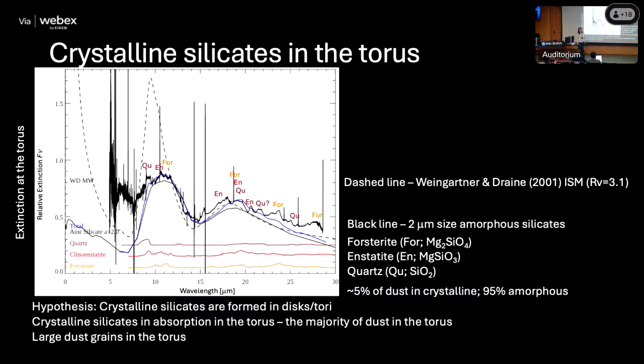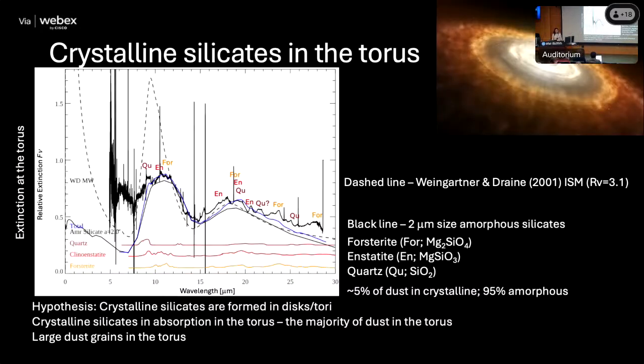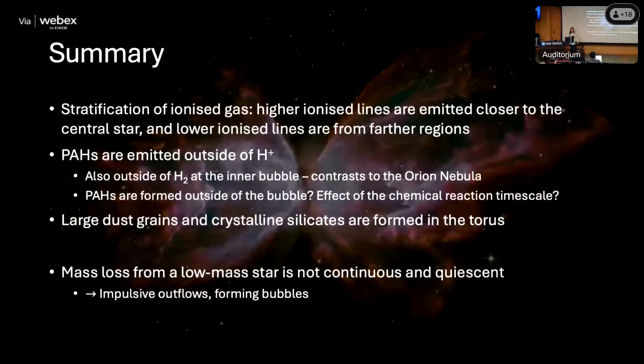But we do detect the crystalline silicate not only in the torus, but also in the bipolar. So I would say, maybe detecting large dust grains, the planetary nebula torus may be a so-called analog of the protoplanetary disk. Okay, here's a summary of my talk. Thank you for your attention.